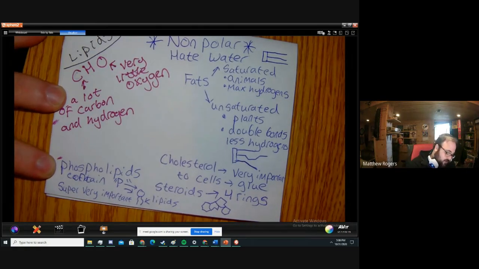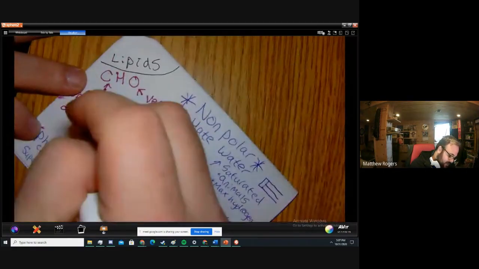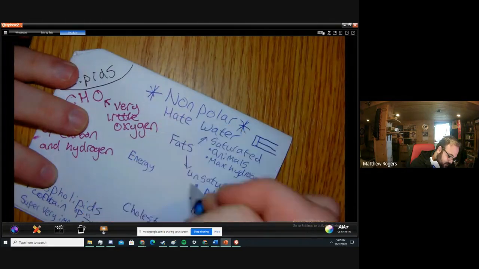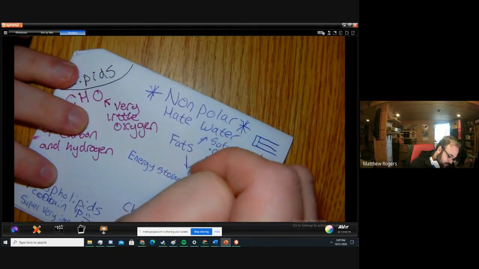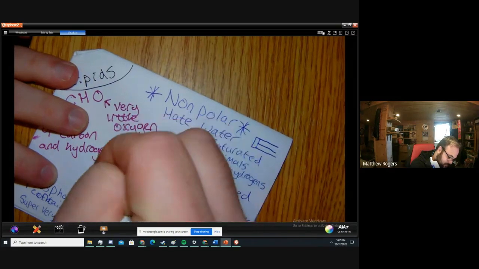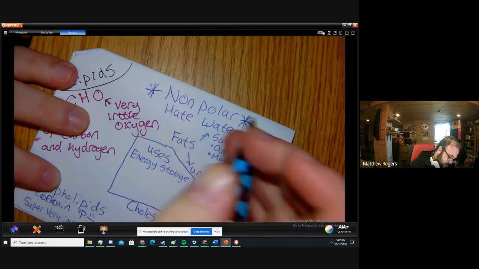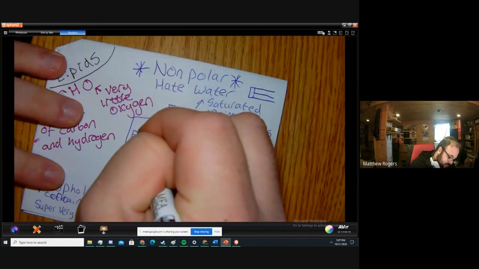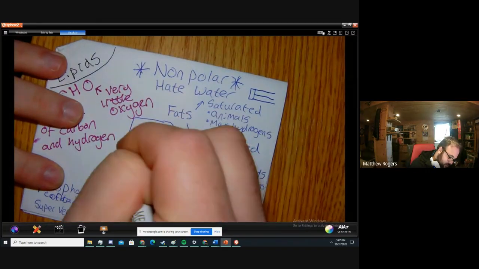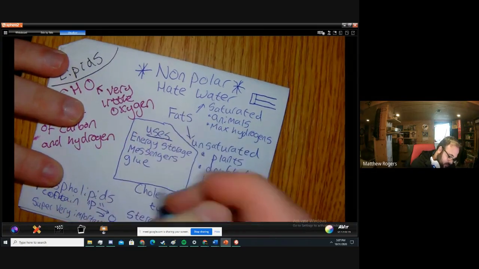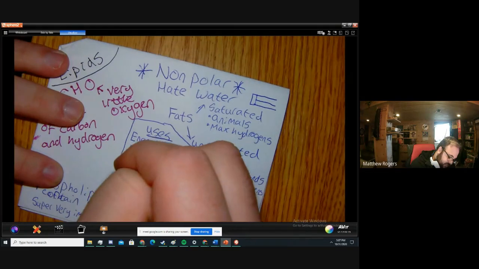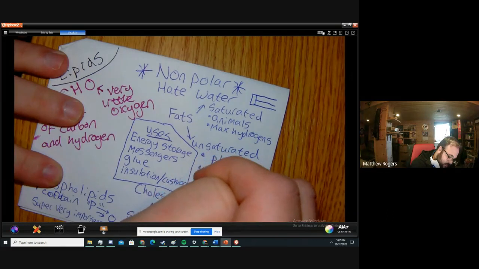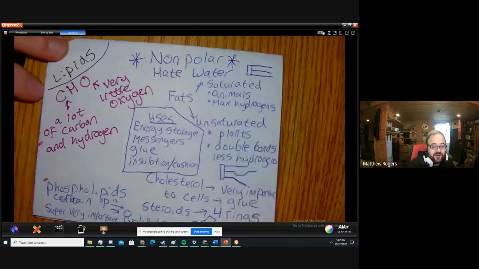Okay? So we can throw in some random uses here. I know we're starting to run out of space. So this is energy storage. It's probably the big use here. We could say messengers. Glue. And then I said we added insulation and cushion. All right. Well, that's a lot on one piece of paper here, but let's kind of reflect back.